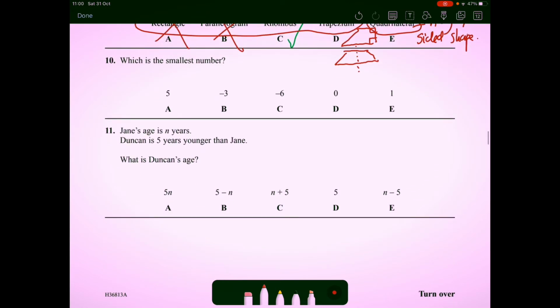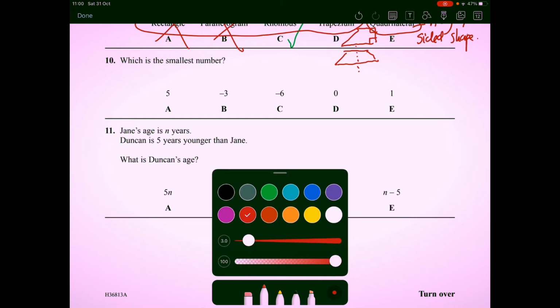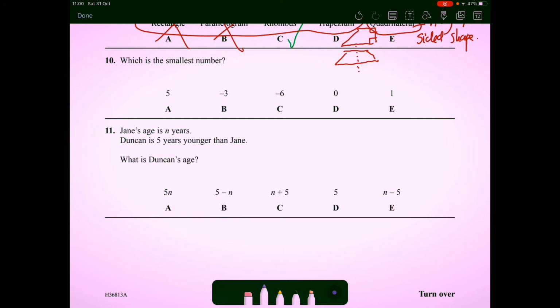Okay, question 10. Which is the smallest number? I always find these questions can be misleading because the vocabulary in the question is poor. It probably means which is the lowest number, because the smallest number can be defined as like the magnitude of or the size of a number. I would likely assume that it's really meaning the lowest number. In that instance would be -6.